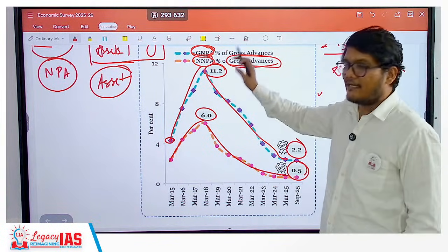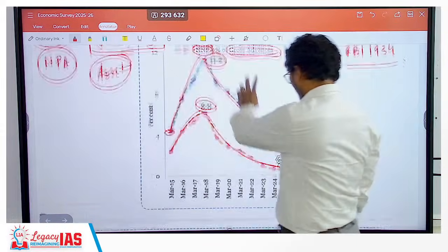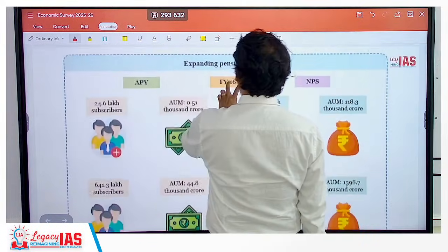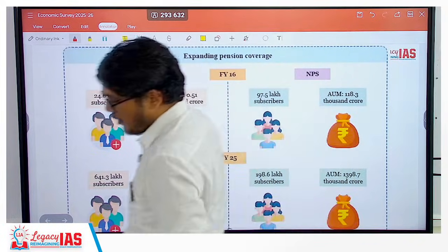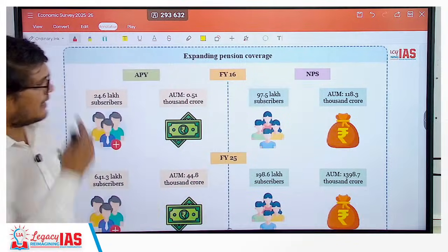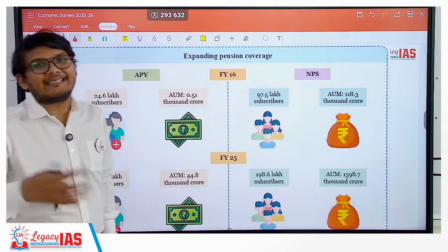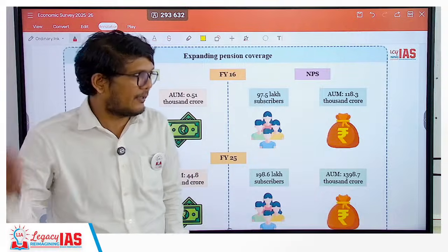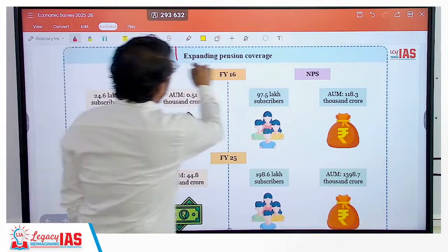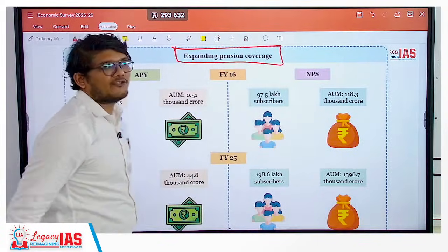So this is a really good or healthy sign for the Indian banking system. Now next, what else has happened with respect to availability of money in the market or in the hands of the people is that there has been an expansion in the pension coverage.